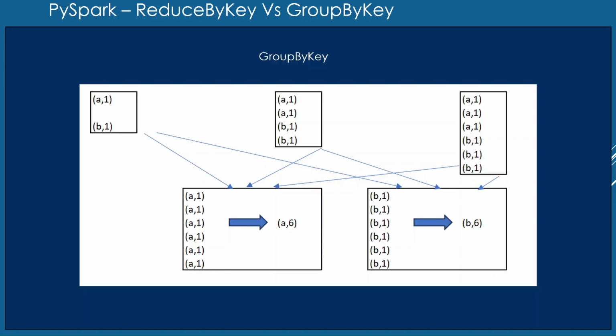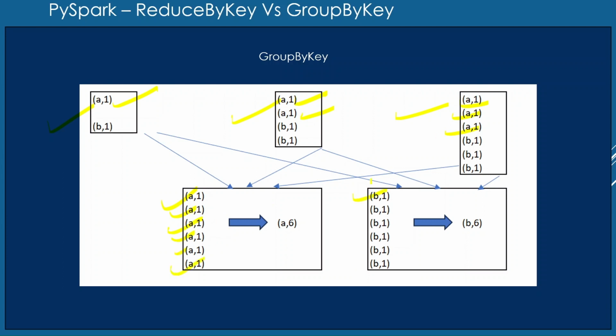So let me explain this group by key with the help of a picture. This is one partition, this is another partition, this is the third partition. At the very first stage, the shuffling starts. So this value, this A1, is coming from this partition, these two records are coming from this partition, and these three records A1, A2, and A3 are coming from this partition.